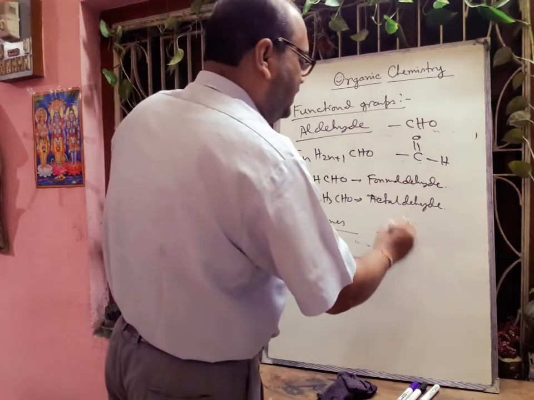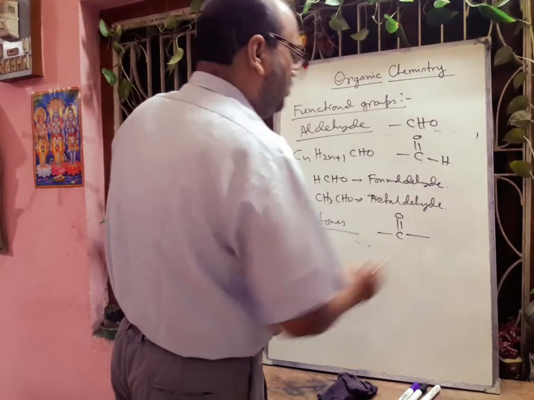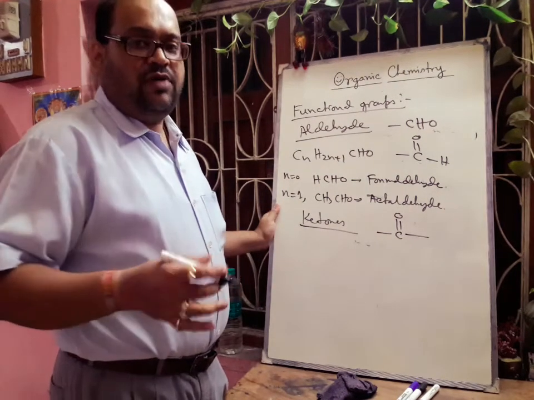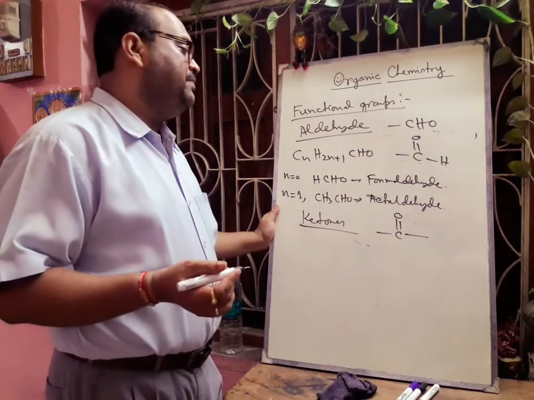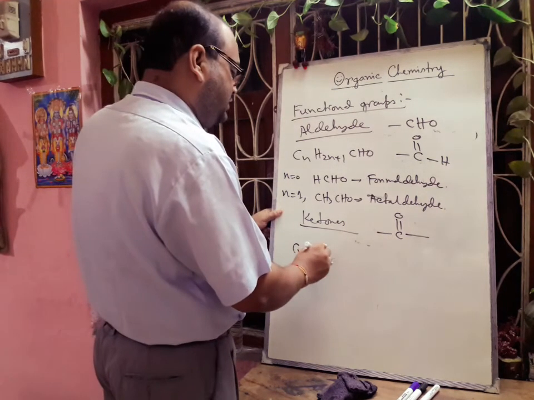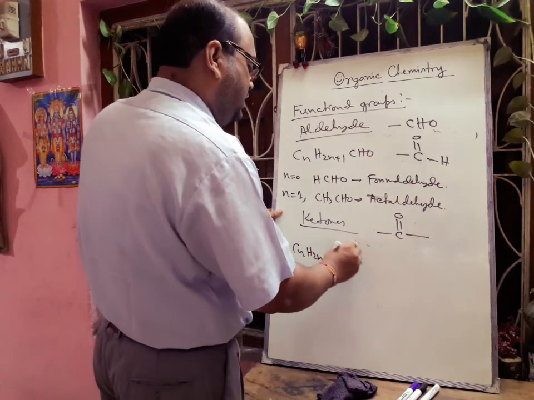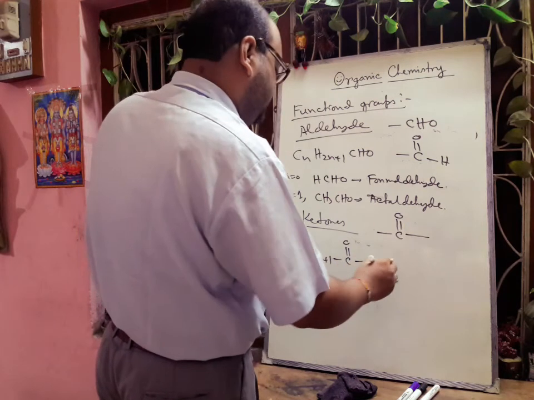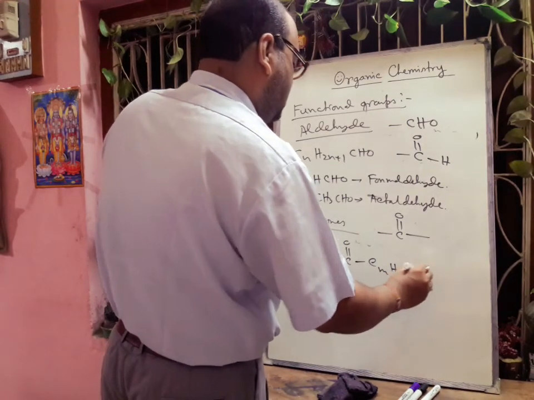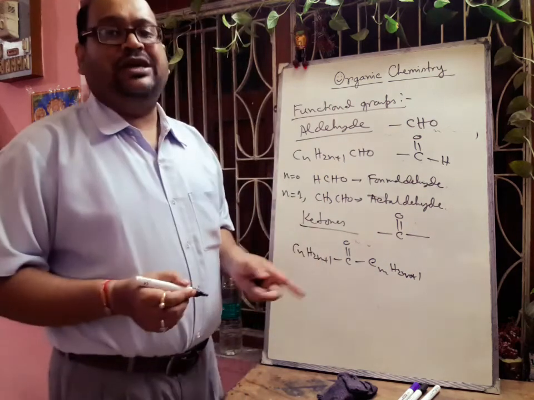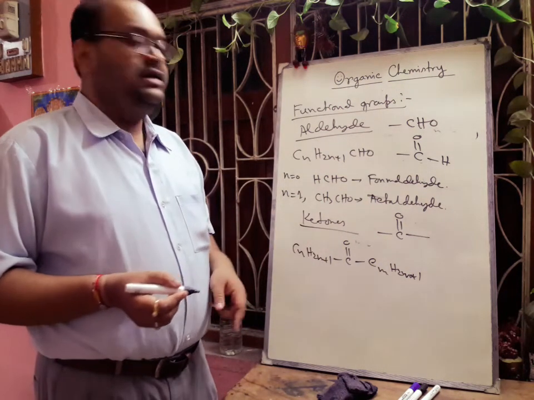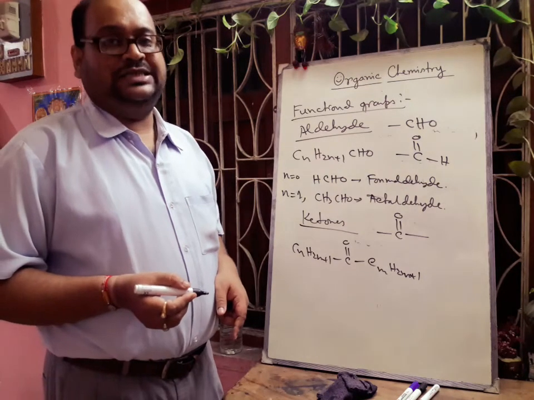A ketone is generally represented by this CO group. And what will be the formula, that is the homologous series formula? That will be CnH2n+1 C double bond O CmH2m+1. When both n and m are equal, then it is called a simple ketone, and if they are different, then it is called a mixed ketone.